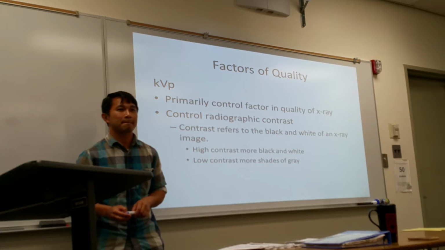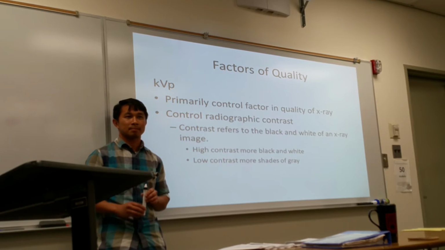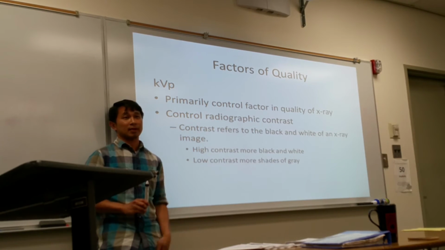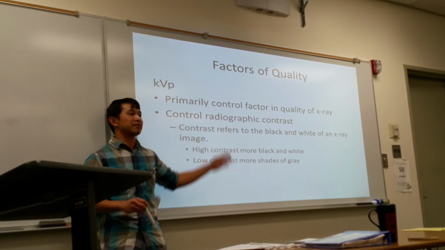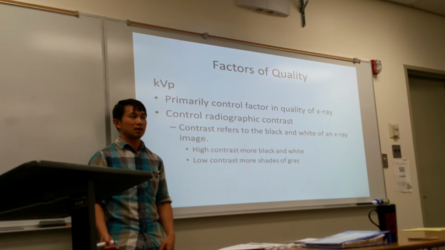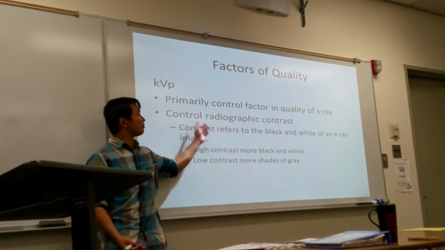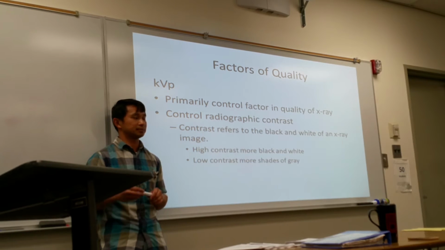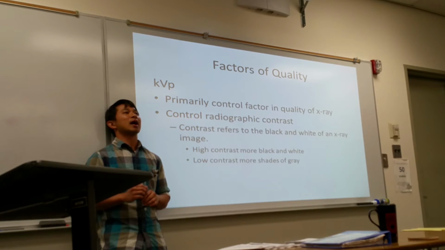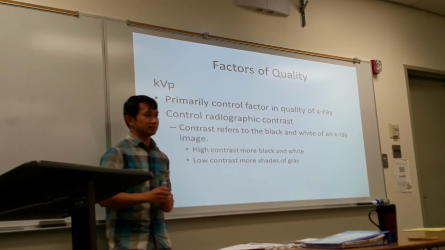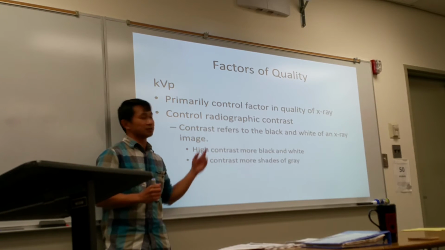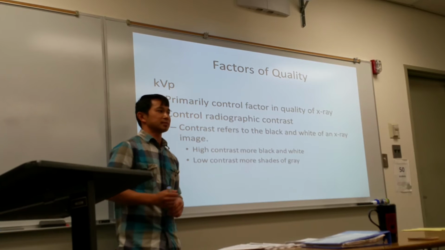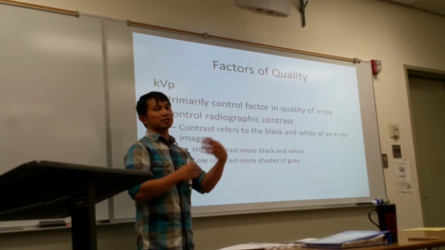I have a question. On the previous slide, it said half value layer. Do we need to know what that is? We're going to talk about that, because that's under filtration. We're now talking about kV first. kV is the primary factor controlling the quality of the beam, which is also the primary factor controlling radiographic contrast. Any other questions? So it's high kV, low contrast? High kV, low contrast. Low kV, high contrast, only because there's less penetration, less interaction.